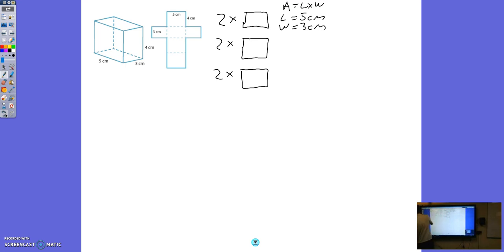The next rectangle, we're going to pick a different rectangle. So I'm going to pick the 3 by 4 rectangle, which is the same as this one here. For the 3 by 4 rectangle, our length is 4 centimeters, and our width is 3 centimeters.